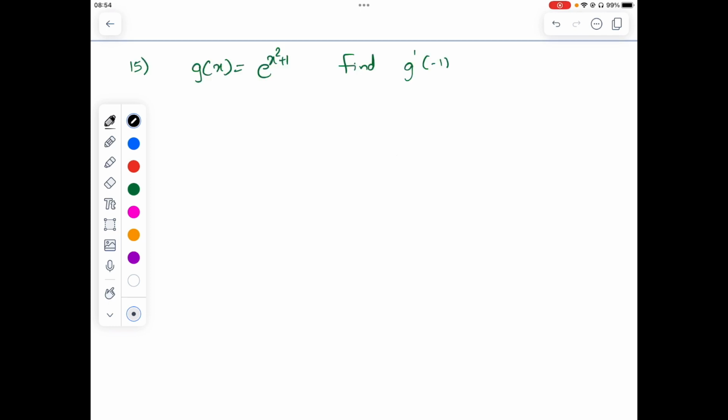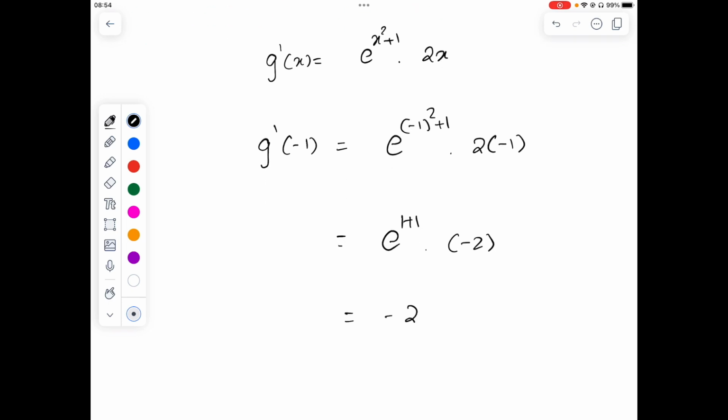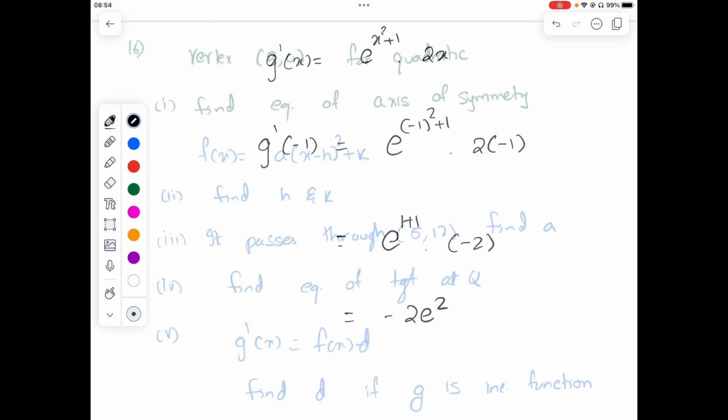Now coming to question number 15, g of x equals e to the power x squared plus 1. Find g prime of negative 1. So g prime of x equals e to the power x squared plus 1, times the derivative of x squared, which is 2x. Now I am going to plug in negative 1. So e to the power negative 1 whole squared plus 1, times 2 times negative 1. So it becomes e to the power 1 plus 1 times negative 2. So the answer is minus 2 e squared.